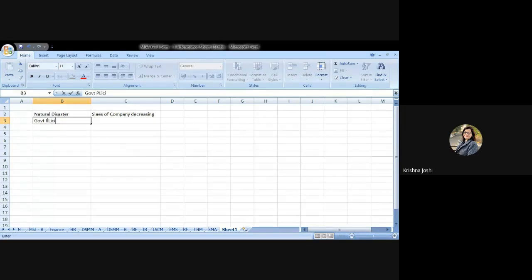Government policies. Can you please tell me what people are writing in the comments? Policies. Okay. What other thing is written there? After government policy, what is the next thing? Stoppage of production, or because of strike or something else.